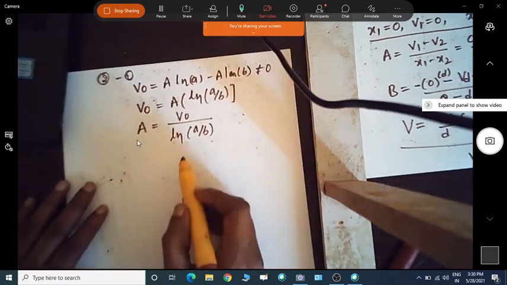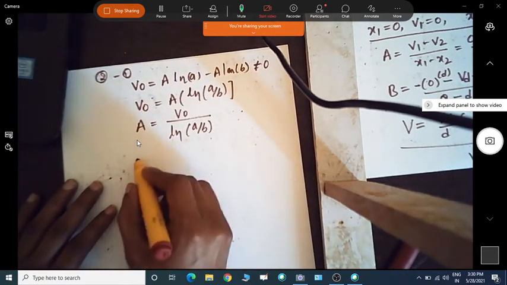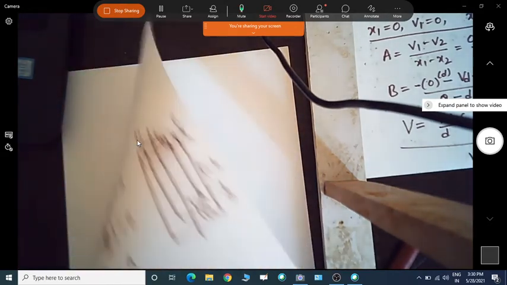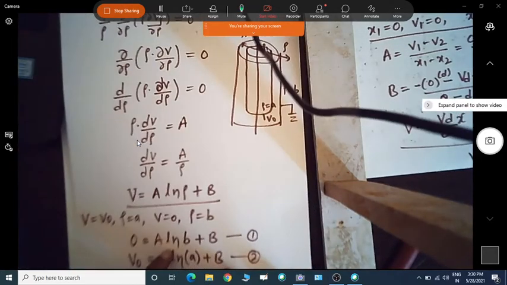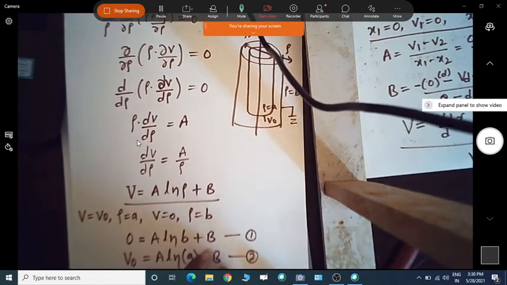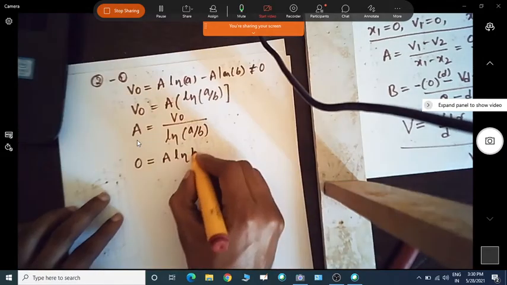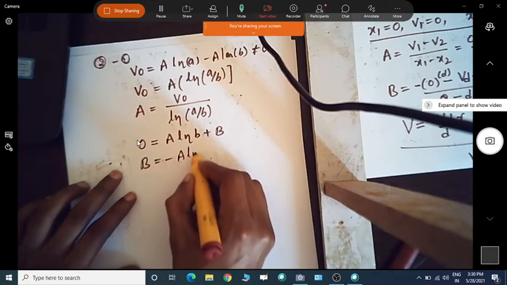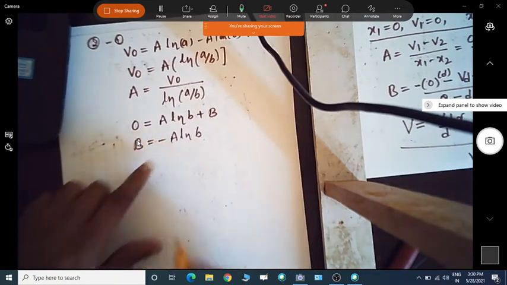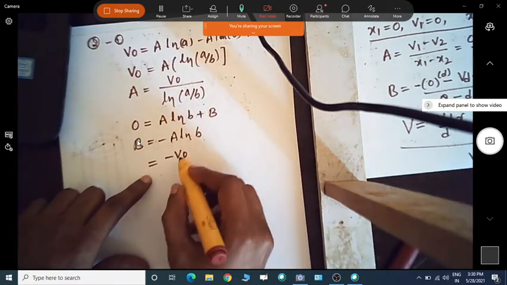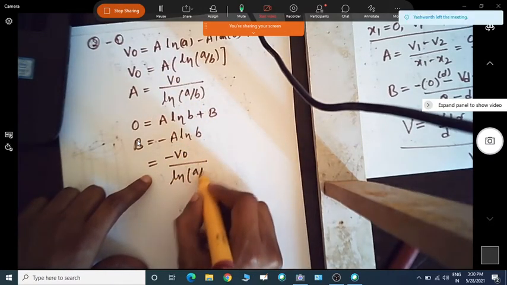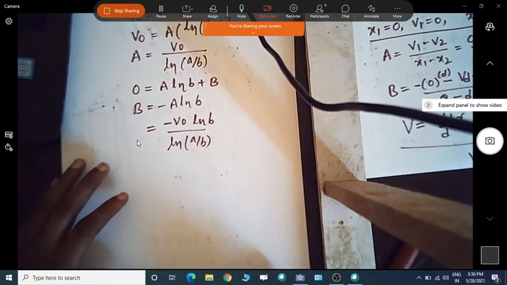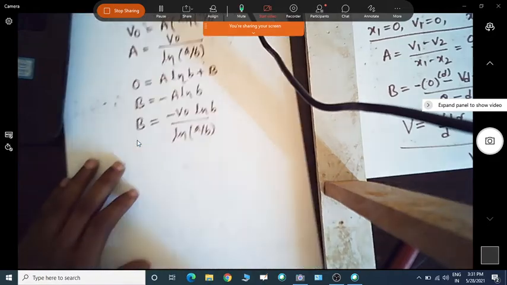So how are we able to find the constant B? Take one equation, that is 0 equal to A ln b plus B. Let us take the first equation and find B. So 0 equal to A ln b plus B, so B equal to minus A ln b. Now you can substitute A, so A is nothing but V naught by ln of a by b, giving B equal to minus V naught by ln of a by b into ln b. So this is B and this is A.